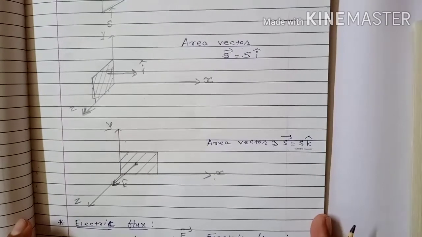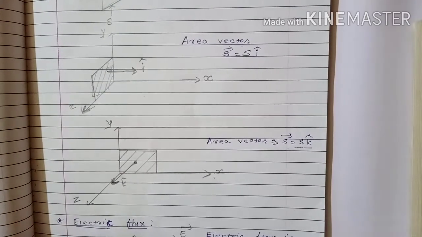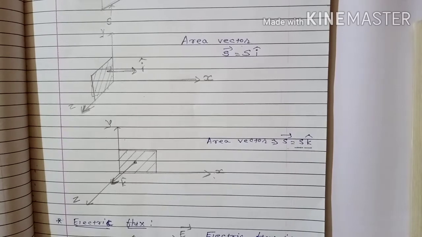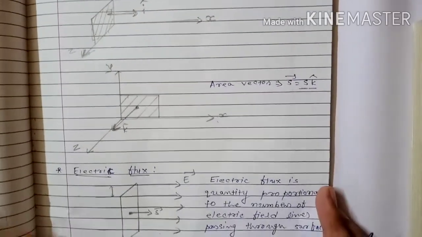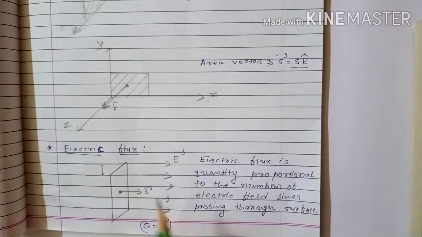I hope the concept of area vector is clear to you. Whenever we have to find the area vector, then we have to draw the normal to the surface. The normal to the surface will give you the direction of the area vector. Okay. Now we will study electric flux.